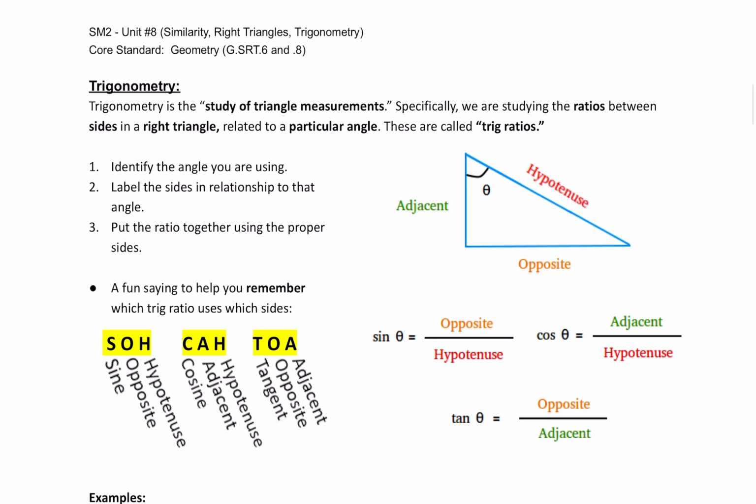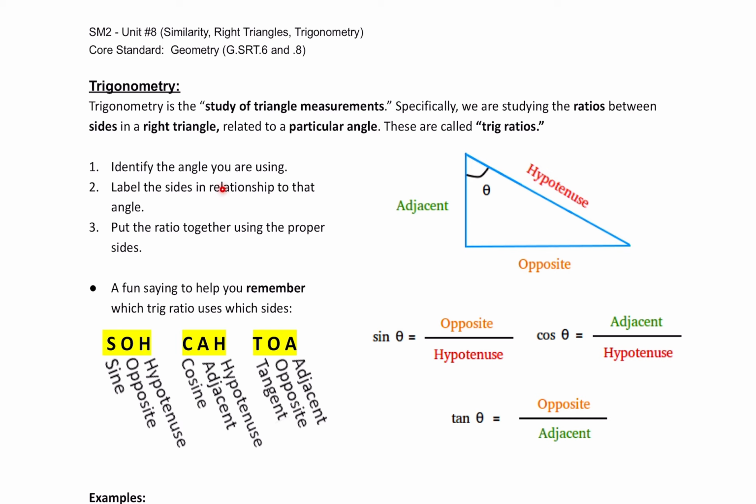Now we're going to talk about trigonometry. Trigonometry is the study of triangle measurements. Specifically, we are studying the ratios between the sides in a right triangle related to a particular angle. These are called trig ratios. Okay, so what we're going to be doing today is these 3 steps here.